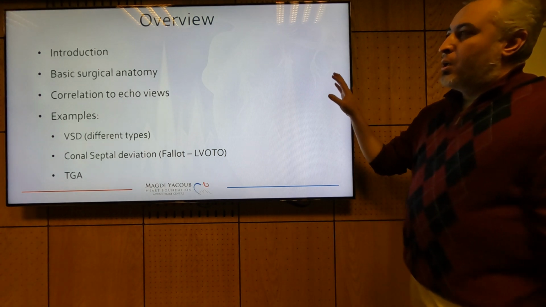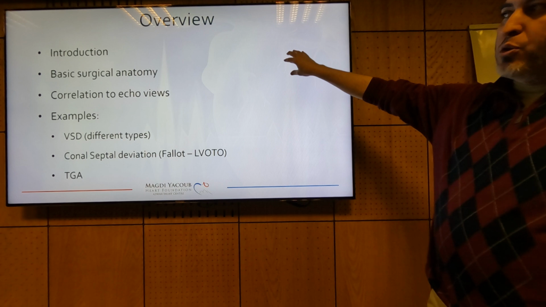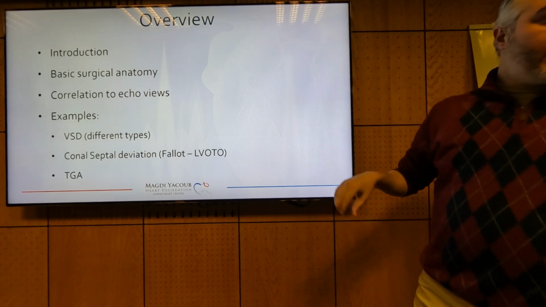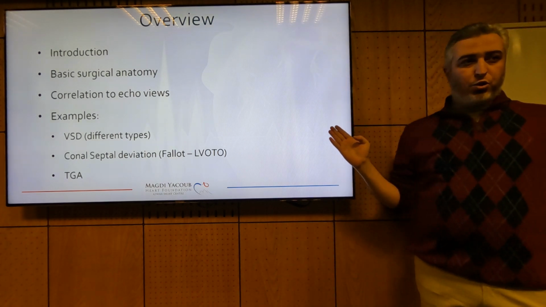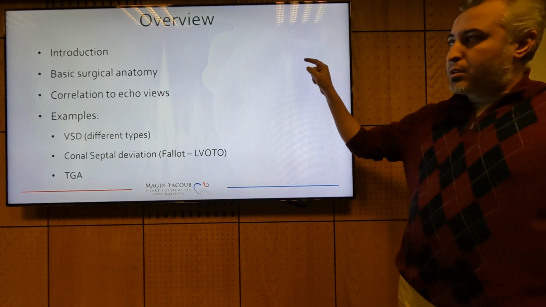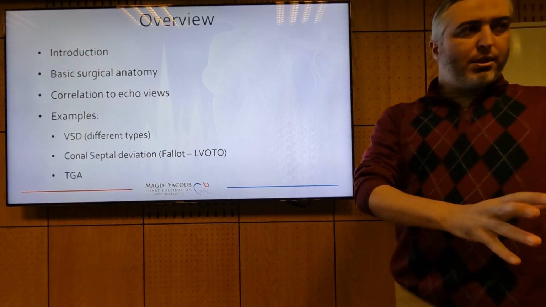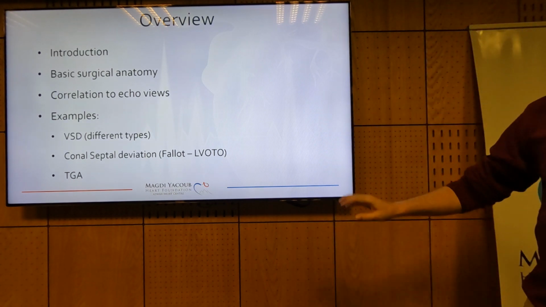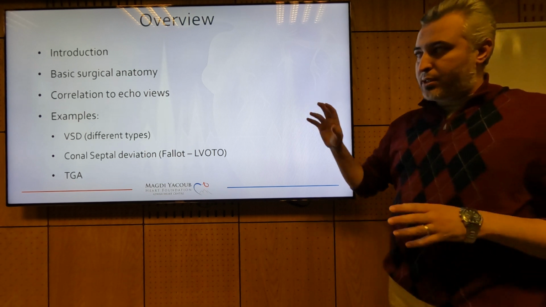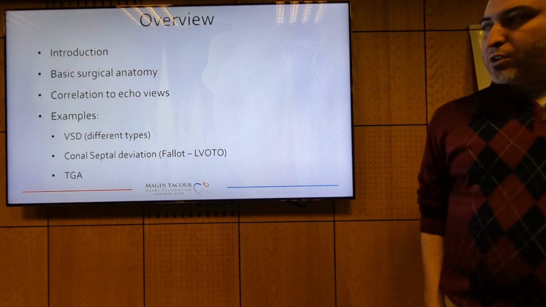So we'll essentially be going through a very quick overview of basic cardiac surgical anatomy, quickly through different chambers and valves. Then we try to correlate what we see in anatomy with what we see on echo. And then we give some examples so that we do something more practical for different congenital lesions.